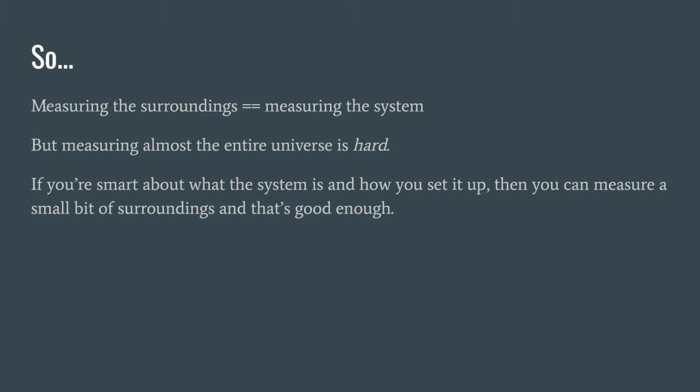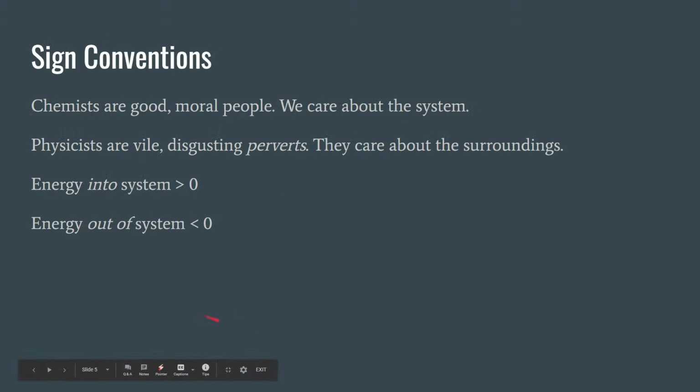But the thing is, obviously, you can't do that. But if you're smart about how you set things up, you can measure a small bit of the surroundings, and that'll be good enough. And that is the basis for calorimetry, which is measuring the movement of heat in or out of a system. This is a really powerful tool for studying chemical reactions.